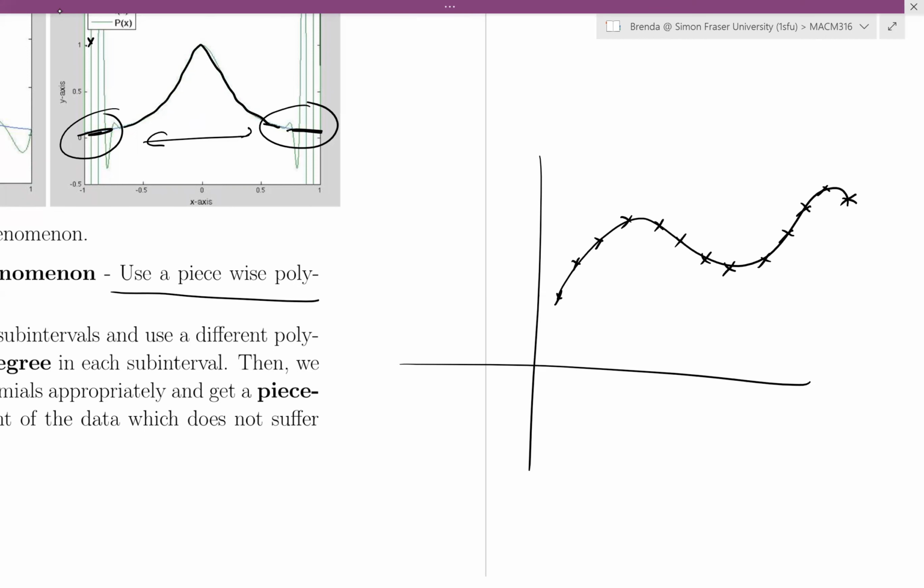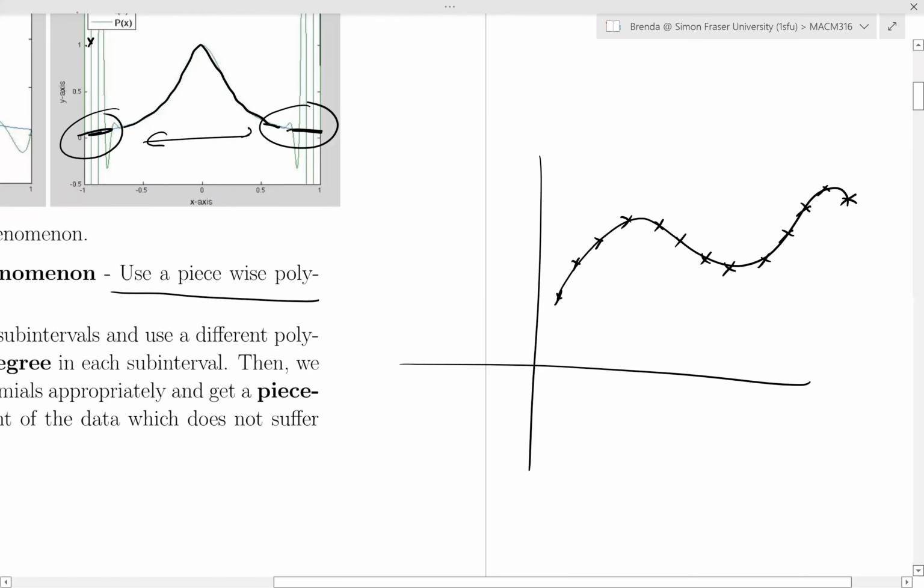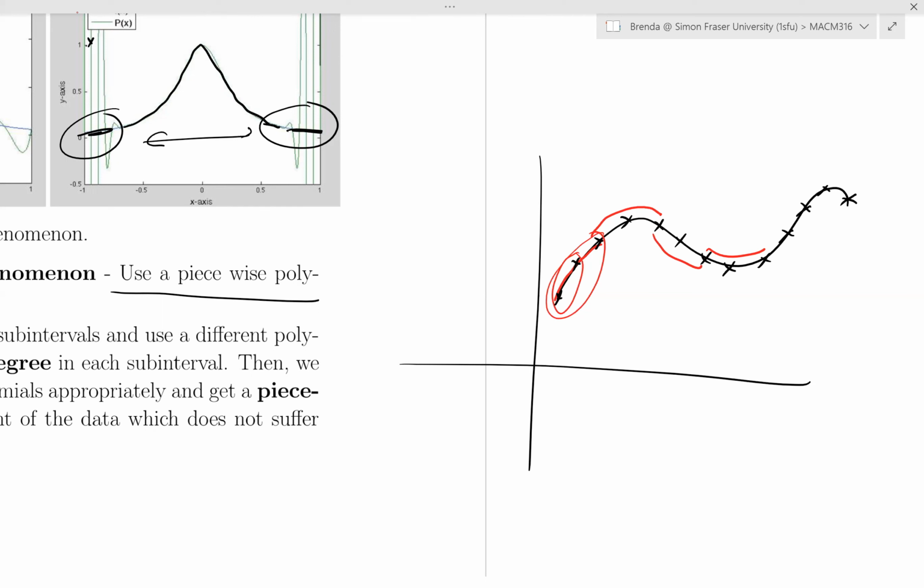So how do we pick our subintervals? We pick them by data point. We could take the first 3 data points for one polynomial, and then the next 3 data points for the next polynomial. So should we take 2, 2, 2? Should we take 3, 3, 3? Should we take 4, 4, 4? And how do we join one polynomial to the next so that it's smooth? So choosing the subintervals is done by how many data points you choose for each subinterval.